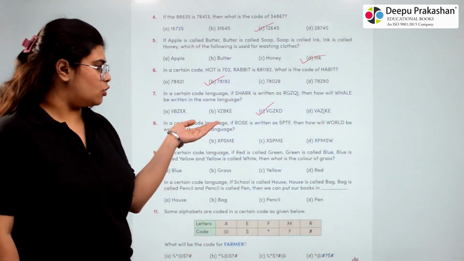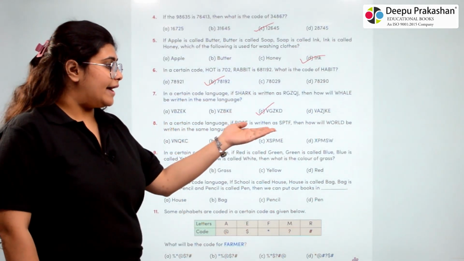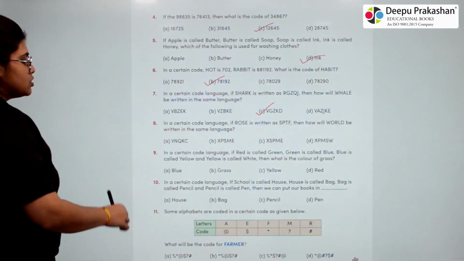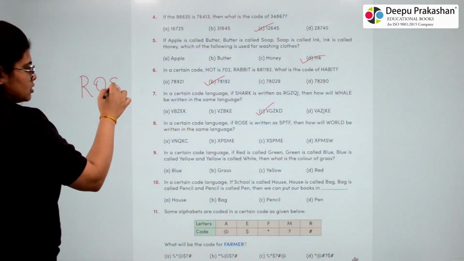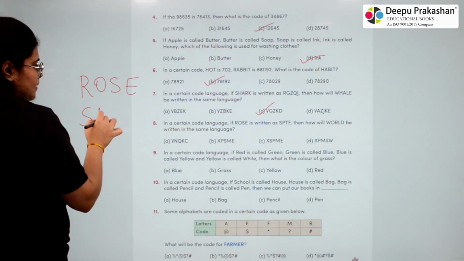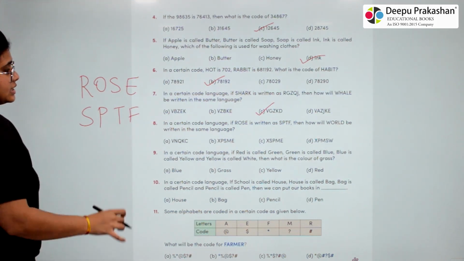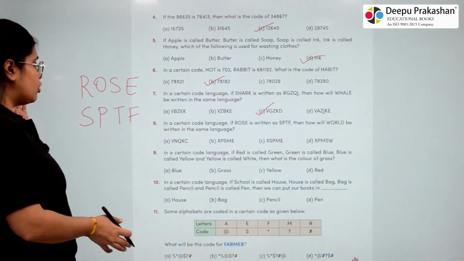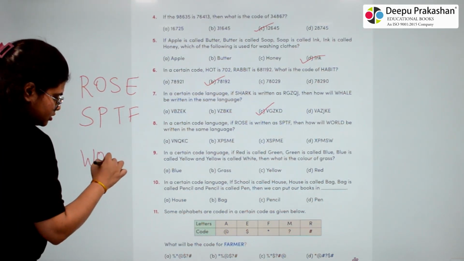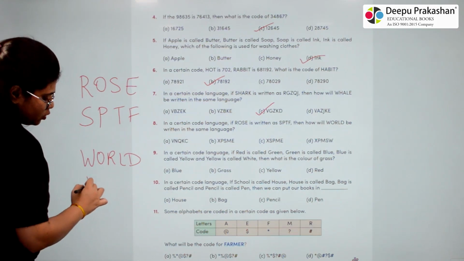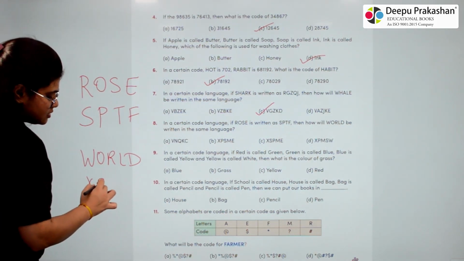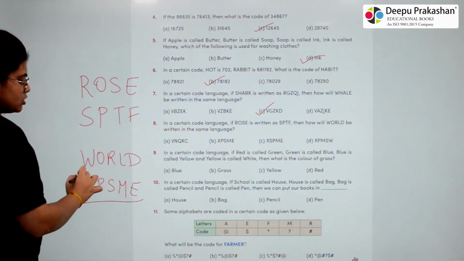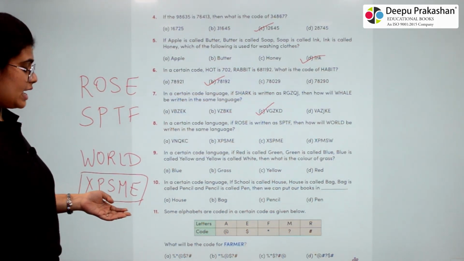8. In a certain code language, if rose is written as SPTF, then how will world be written in the same language? So here we are given rose as SPTF. This means in the code language, the letters are the next coming letters of the word rose. So for world, the letter after W is X, after O is P, after R is S, after L is M, and after D is E. So our answer will be XPSME.